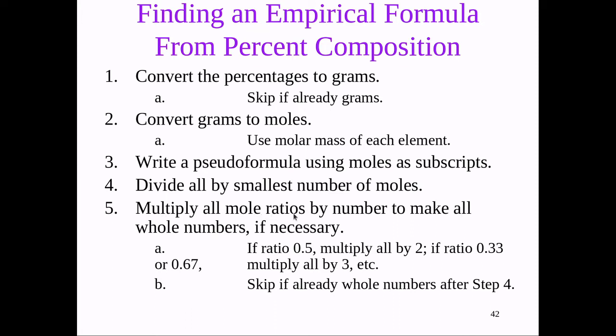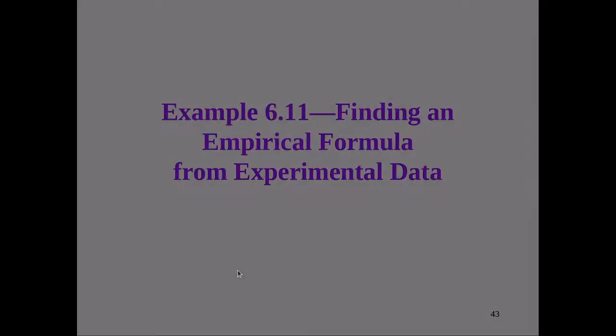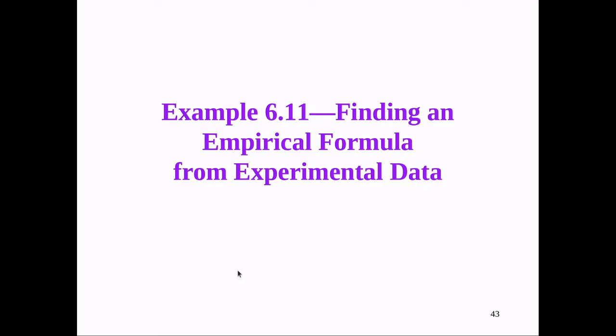Finally, we'll multiply all the mole ratios by a number to make them all whole numbers. We'll only do this if it's necessary. And it helps here to recognize the fractions. If you have 0.5, that's a half. If you have 0.33, that's a third. 0.67 is 2/3. And obviously, if we already have whole numbers, we want to leave them alone. So let's try one of these problems and see if we can do it.